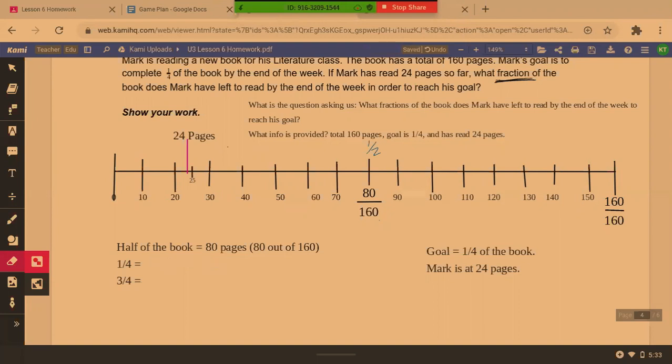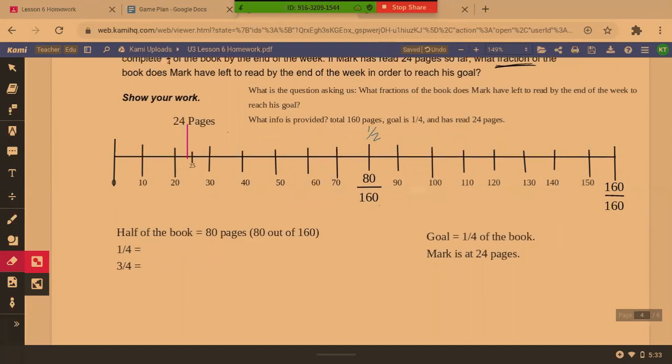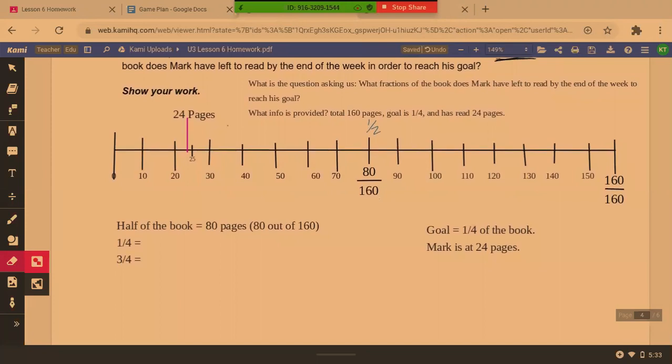So 1/4 of the book. How do we solve for that? Well, one way we can do it is look at this number line and kind of take it half and half. I did pretty easily eyeballing it. I did 160. Half of 160 is 80. Well, half of 80 would be 40. So pretty easily right there, I could know that 1/4 of 160 is 40.